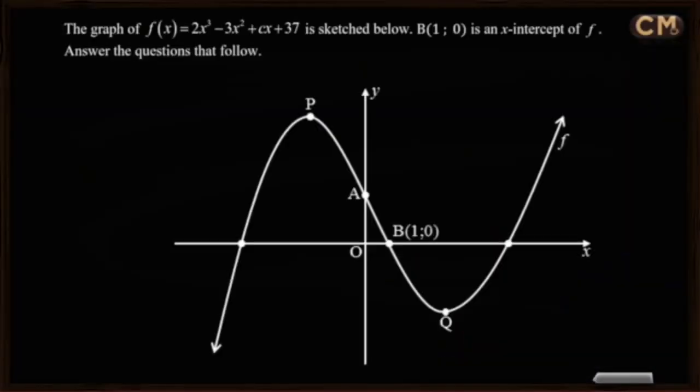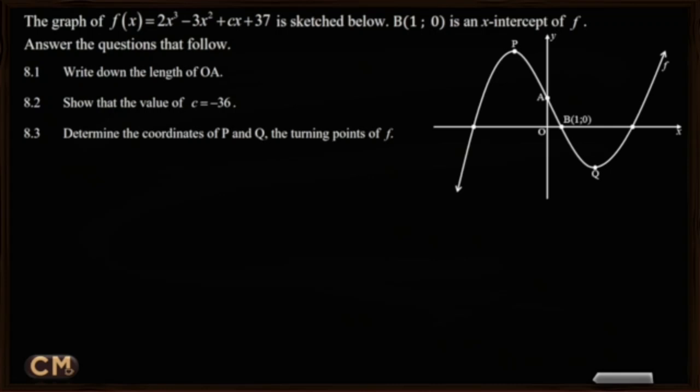Well, over here we're given a graph. It's defined by 2x cubed minus 3x squared plus cx plus 37. And then we have some point B being an x-intercept of f with coordinates (1, 0). Yes, we will do this thing. Write down the length of OA.